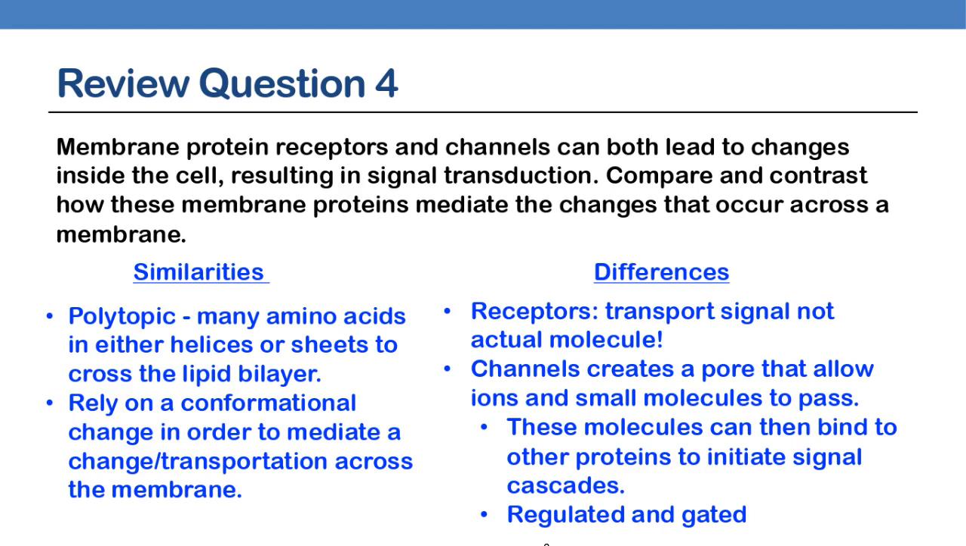But I like this for what the ones said, where you can have the differences in actually transporting the signal versus the molecules going through. So again, receptors signal, not an actual molecule. So there is still a conformational change, but it's different. Channels create a pore that allows ions and small molecules to pass, so they can bind or initiate signal cascades. And then someone said, I think they need to be activated. So these are regulated and gated, but you can also put in that some of these need to be activated.